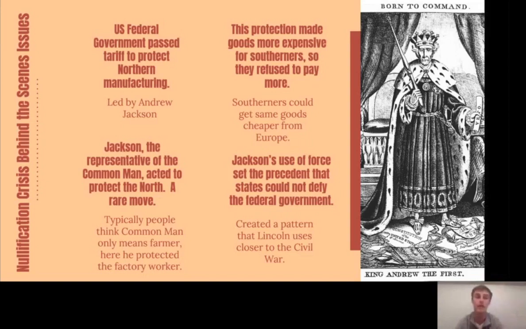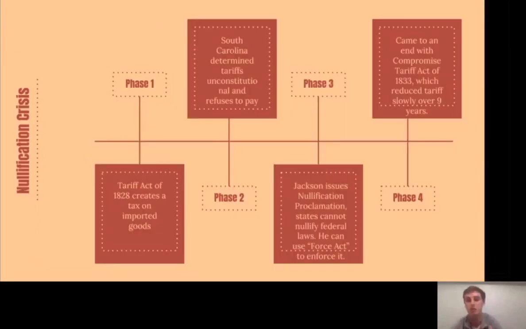We can't allow South Carolina to nullify or void or say they're not going to pay taxes, because then they're ignoring the national government, which is a key principle in federalism. You can't have the state governments ignoring the more powerful national government. So Jackson gets something passed called the Force Act by Congress, which means he can actually force the state of South Carolina to have to pay this tax. And there's this nullification crisis, this tension: South Carolina says they're not going to do it, Andrew Jackson says they have to.